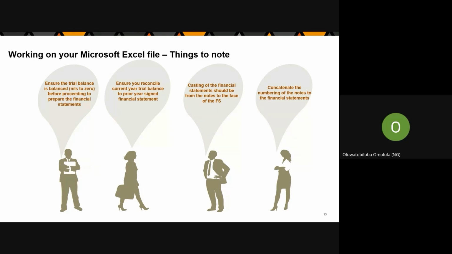Second, if you are doing a financial statement that is not for the first year, ensure that you reconcile the current year trial balance with the prior year signed financial statement. We might not be talking so much about this, but for example, retained earnings: in the last year, 2023, you prepared the 2023 accounts, and your retained earnings in the last year was 5 million. Then you are preparing the account for 2024. You now see that opening retained earnings in your trial balance is 8 million.